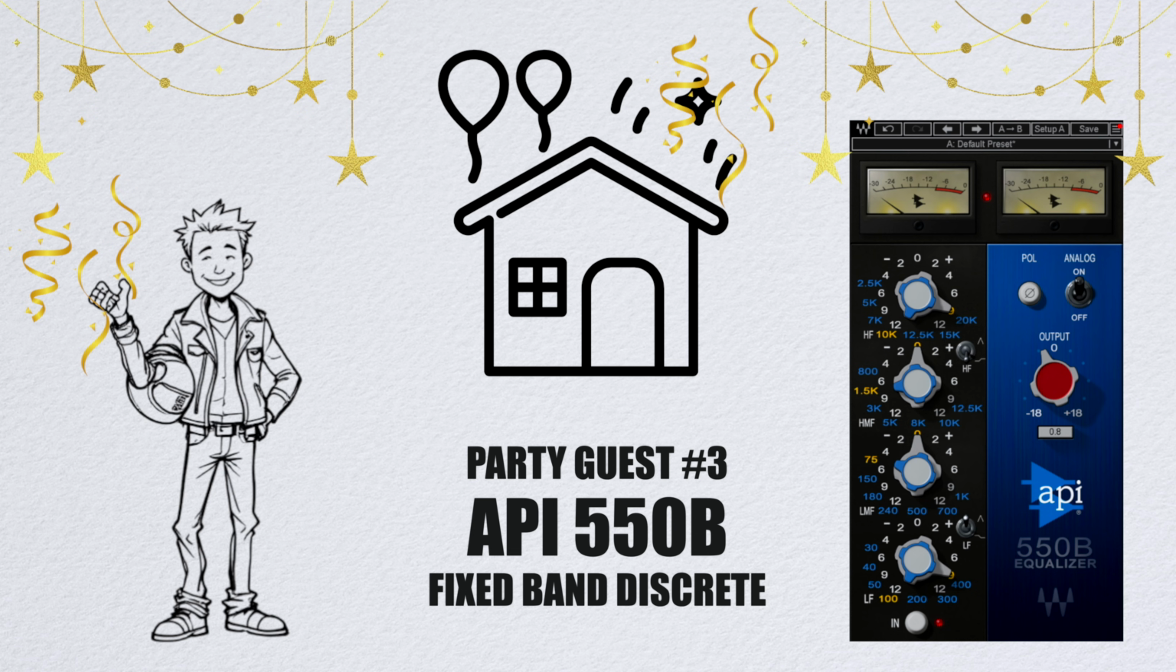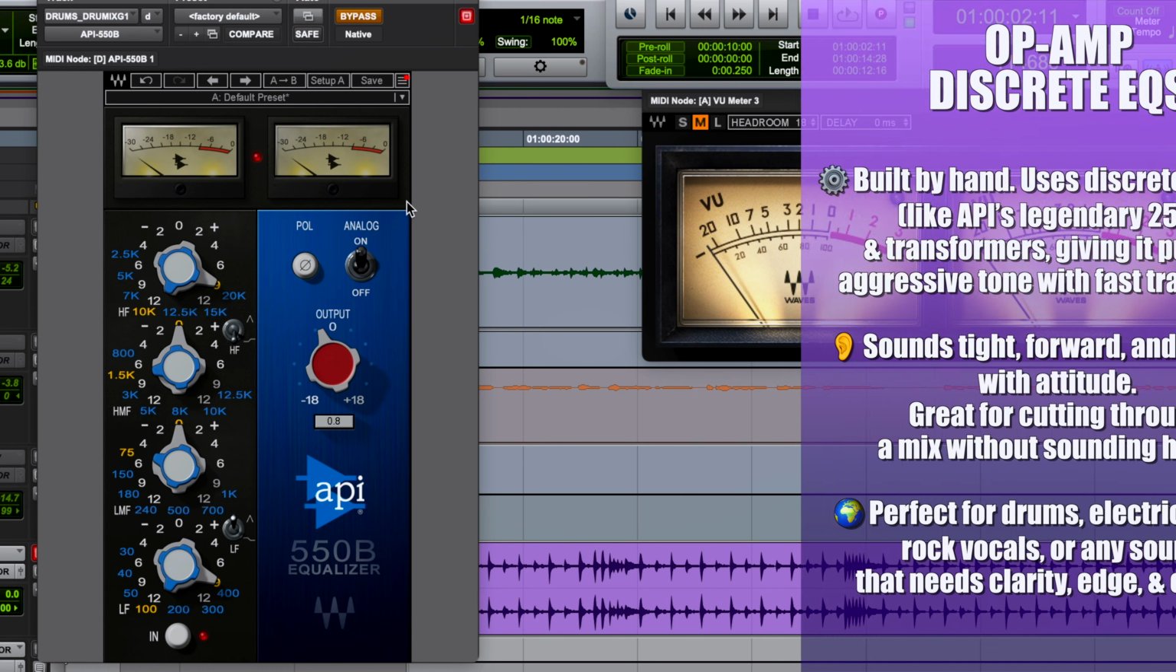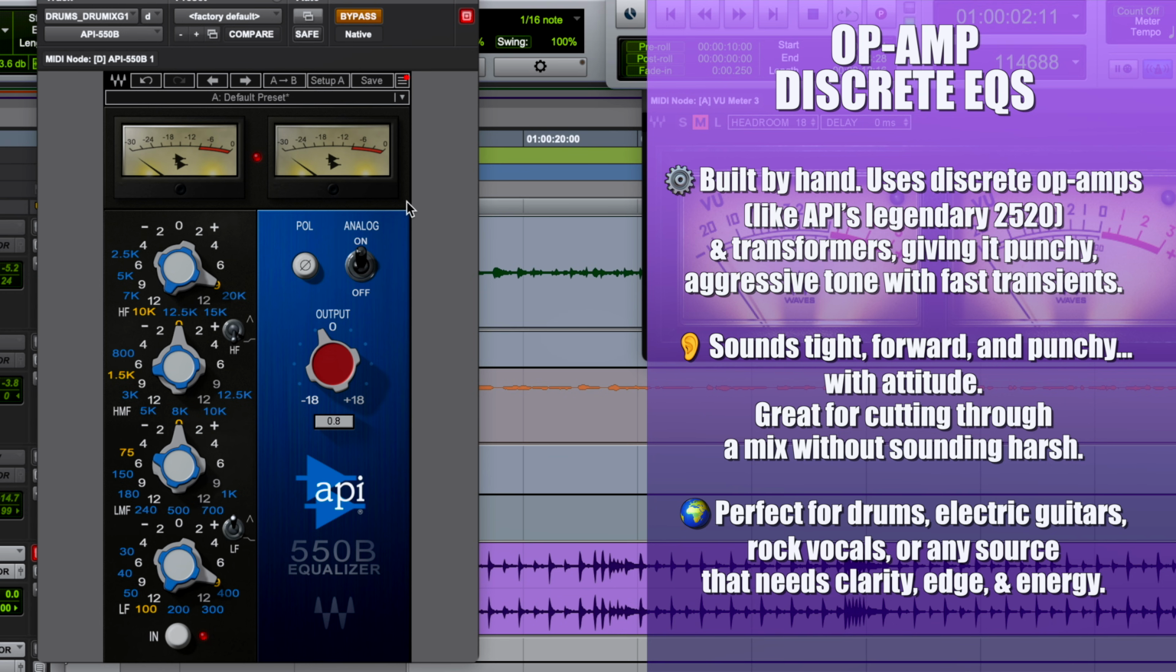And that is our motorcycle-riding, scrappy, high-energy, a little bit snarky, a little bit funny friend. And that is Mr. API, the 550B. The API topology is also a discrete build, but it's what we call an op-amp discrete. So the op-amp is the component that actually uses the volume. What makes it discrete is that this EQ, like the regular discrete build, is built by hand. It's going to feel fast and punchy and aggressive because of those hand-built components.